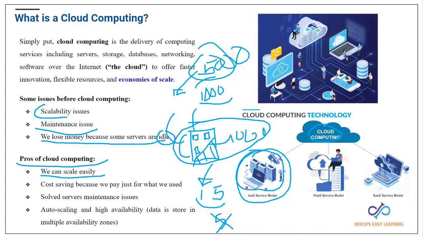We can easily scale, like I explained. You can say, okay, today 5, tomorrow 5 more, and you can also remove 5 as you want, and you can delete everything, and you just pay as you go model, right? Cost saving, because we pay just for what we use, and that is correct. Solve server maintenance issue. Here we don't have issues anymore with server maintenance, and also auto scaling and high availability.